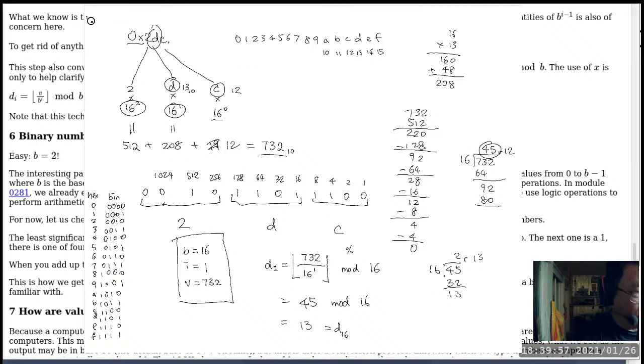Cool. All right. Any other questions? Doesn't it feel good when something finally clicks? It's kind of like the eureka moment.